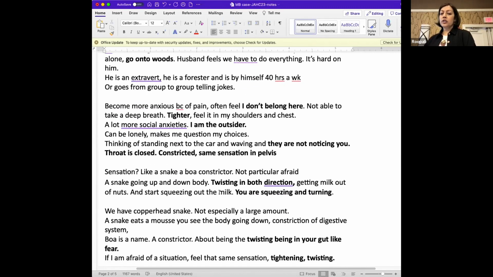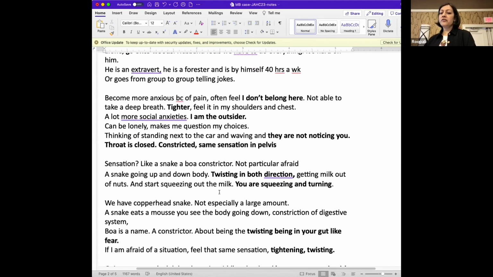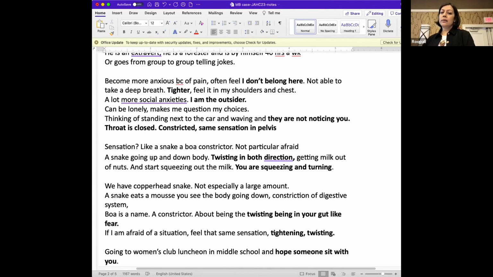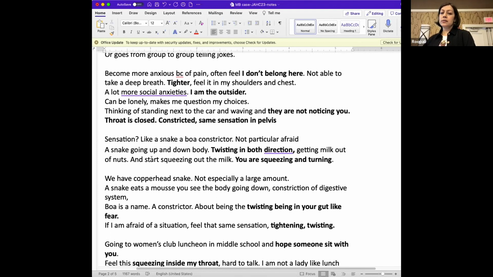I've become more anxious because of the pain. Often feel I don't belong here, not able to take a deep breath. Tighter, feel it in my shoulders and chest. A lot more social anxieties. I'm the outsider. Can be lonely, makes me question my choices. Thinking of standing next to the car and waving, and they're not noticing you. My throat is closed, constricted. It's the same sensation that I have in the pelvis.